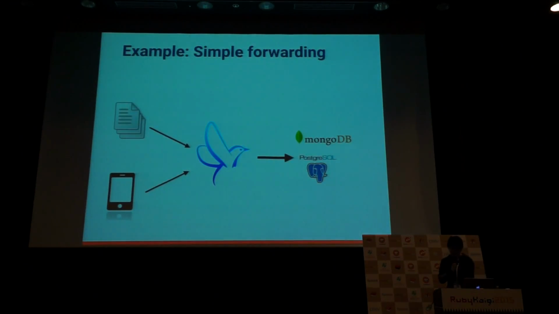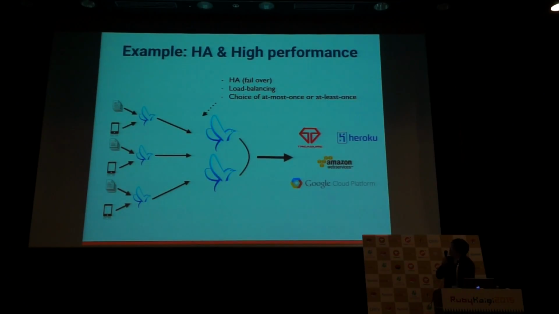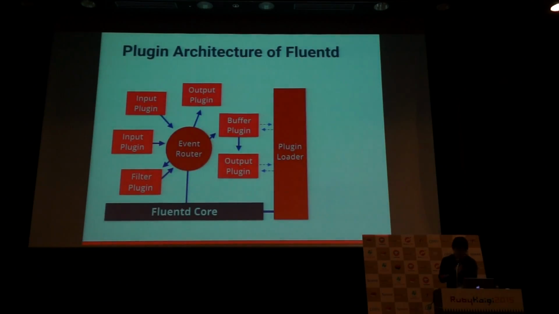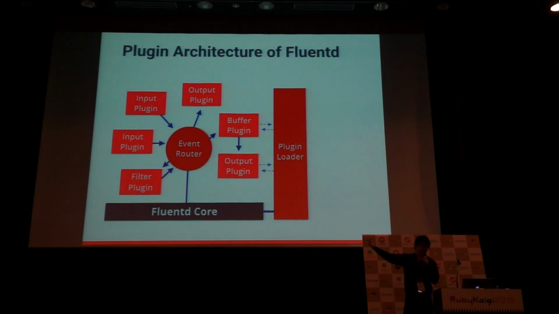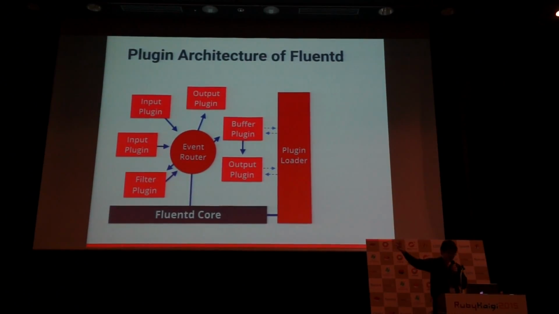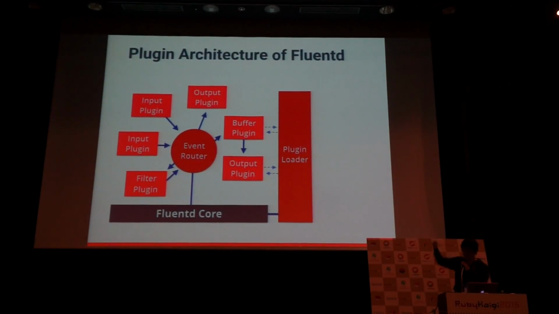So simple log forwarding, and complex forwarding is also supported using this flexible configuration. And you can also copy the data into two places. And the architecture is like this. Fluentd core is a very thin kernel. It provides only an event router at the core, and the other things are implemented using plugins.